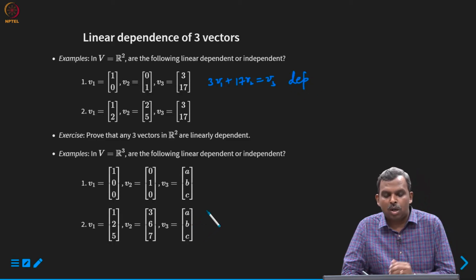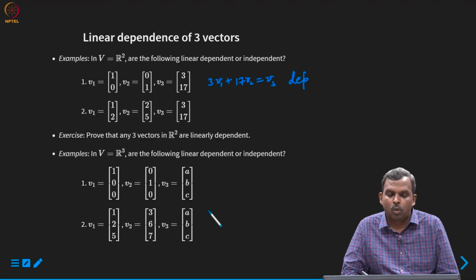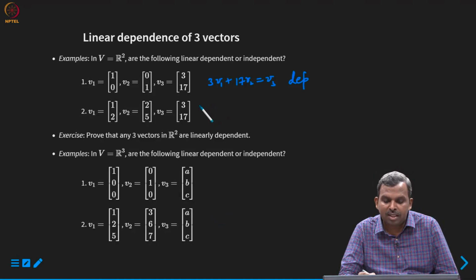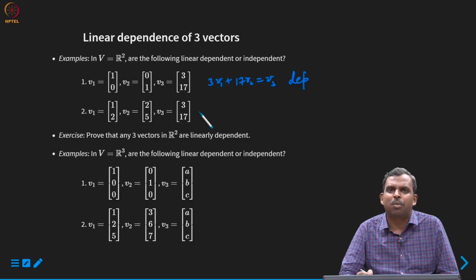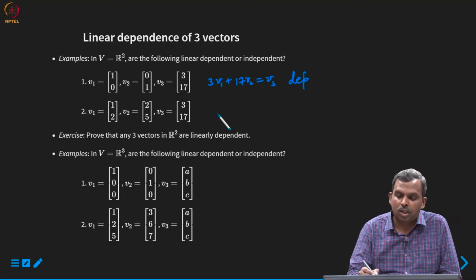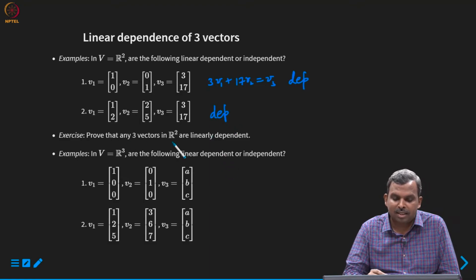What about the next example? (1, 2), (2, 5), (3, 17). In this case, it's not so obvious. I mean, how do you find a linear combination for (3, 17) from (1, 2) and (2, 5)? You have to write down some things and think about it for a while, but it turns out they are linearly dependent.